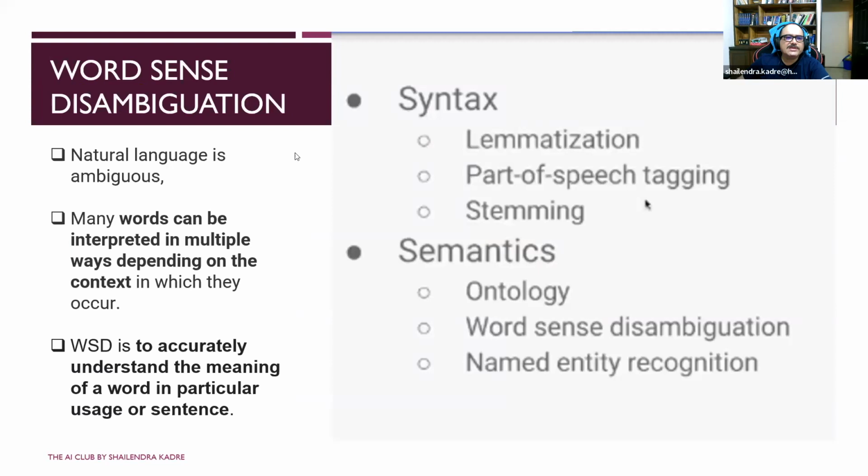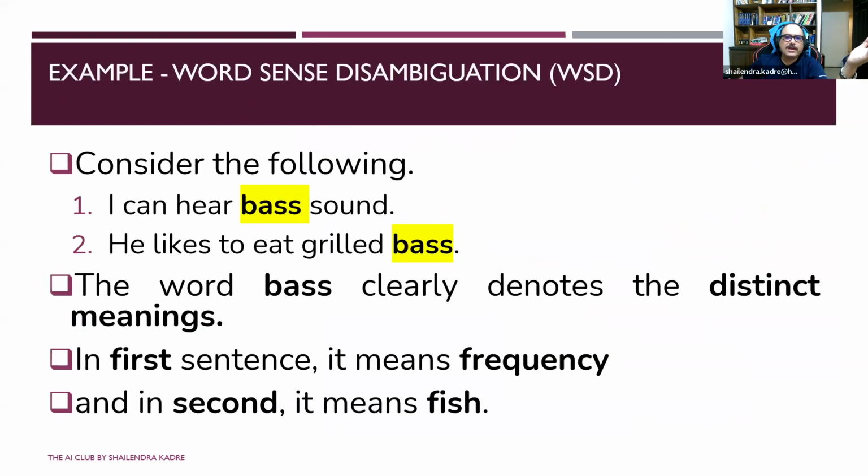Now next is word sense disambiguation. I have discussed it many times, so I'm not repeating it. Here one example is given. Two sentences are given. I can hear bass sound, BASS, which is highlighted in yellow. I can hear bass sound. He likes to eat grilled bass. Here bass is a fish, and in the first sentence bass represents the quality of sound. So both are bass, the spelling is the same, but the meaning and usage in different sentences is different.